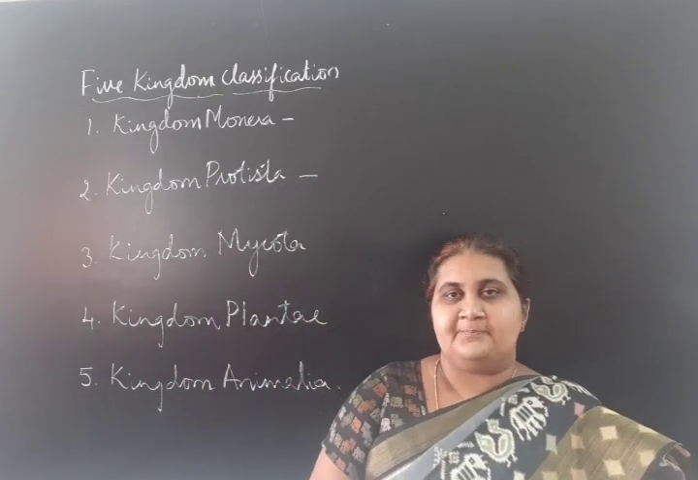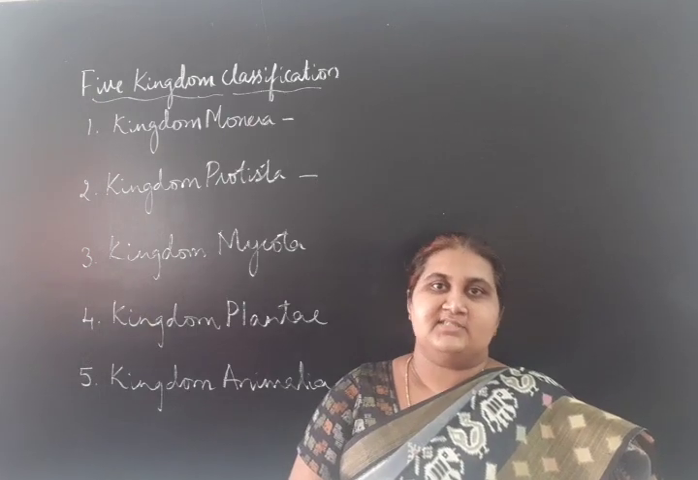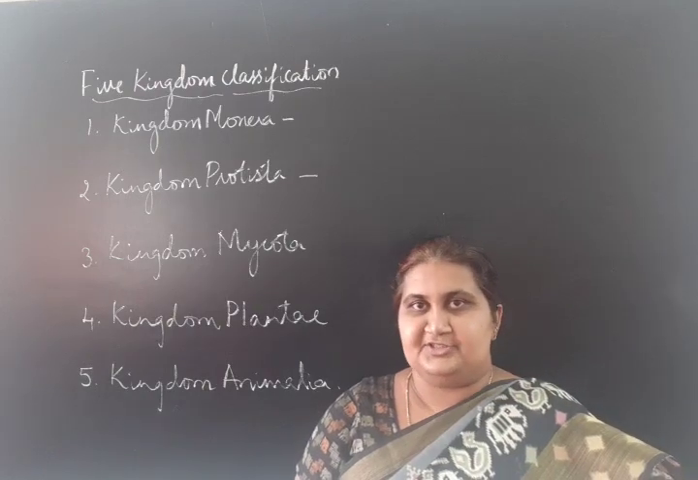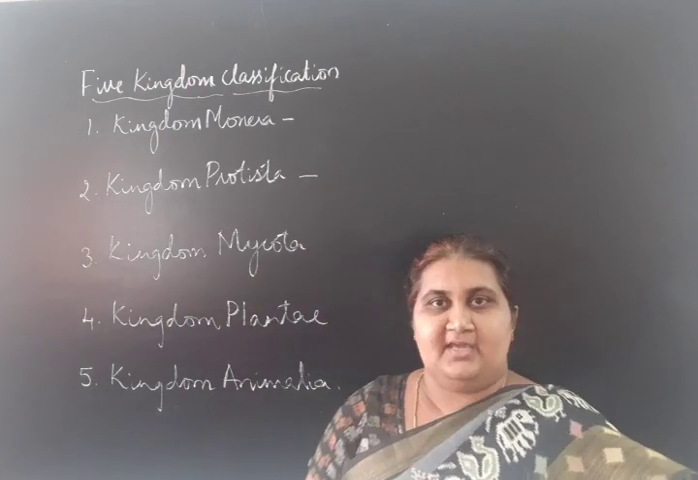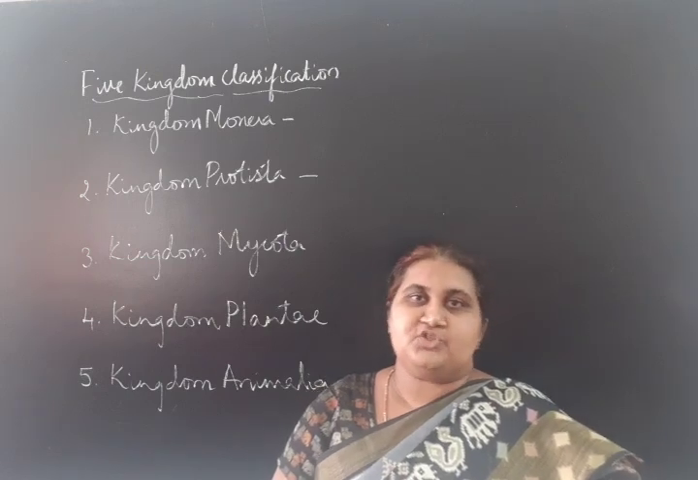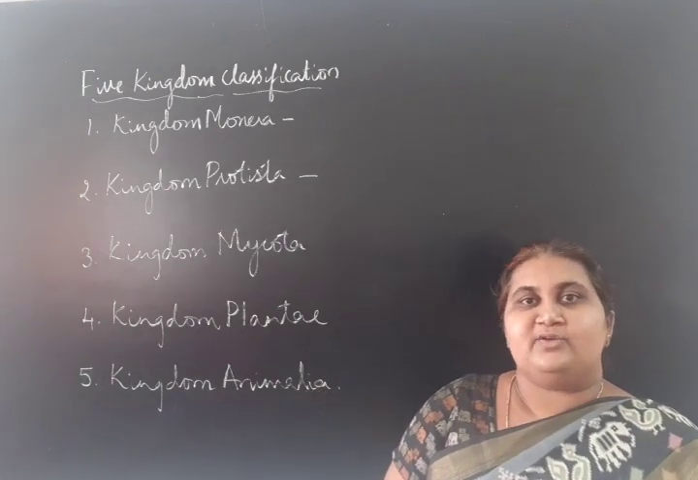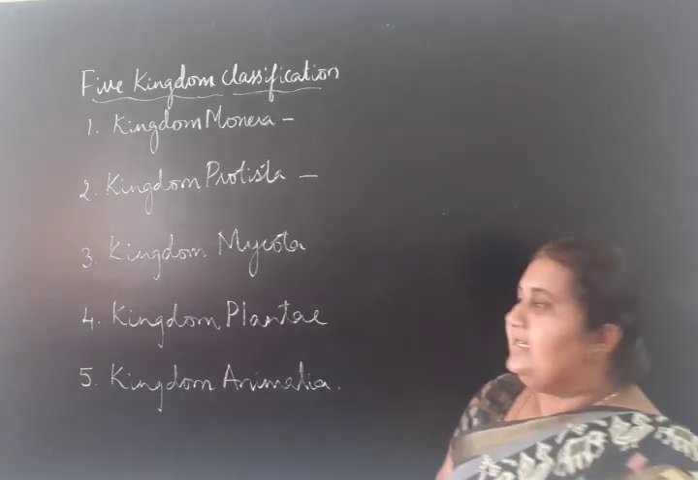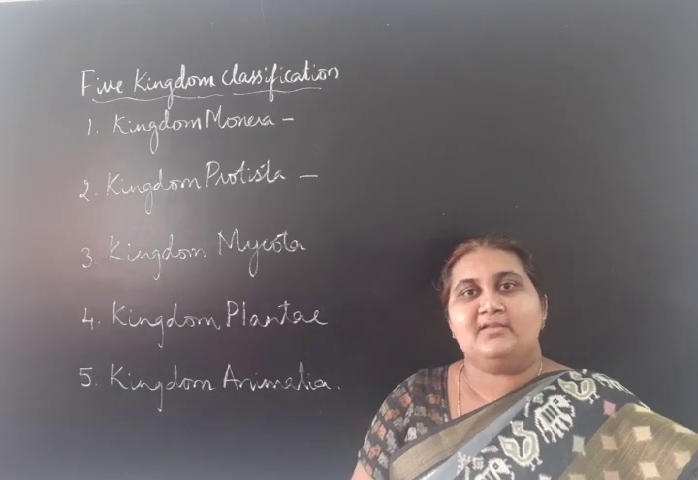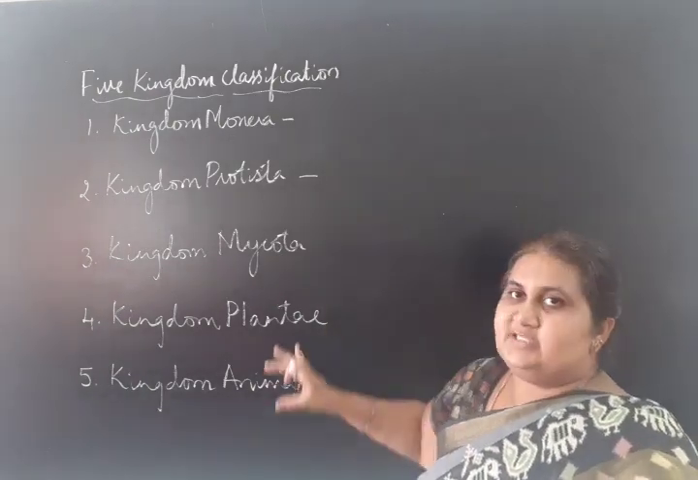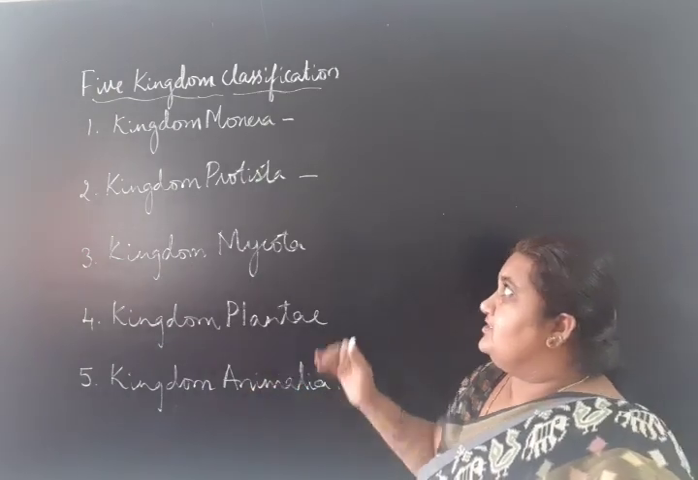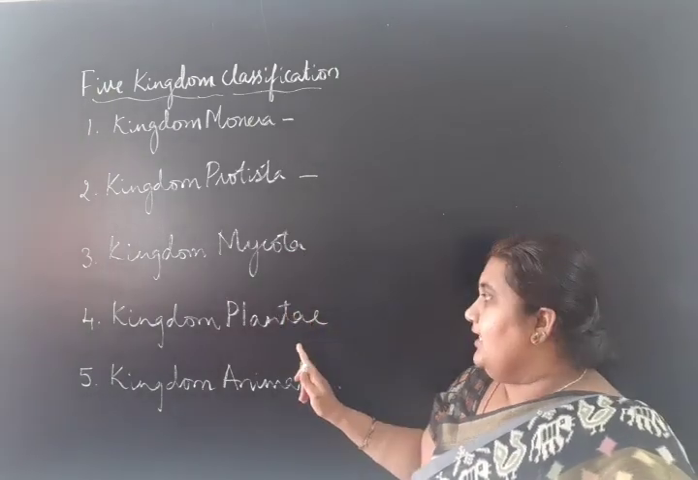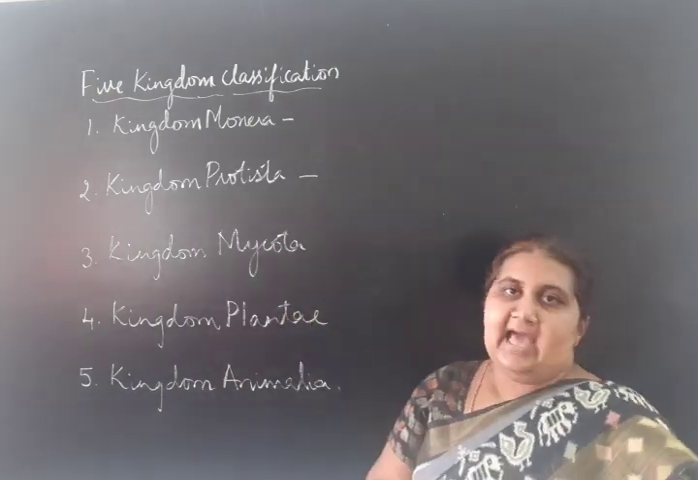Good morning, students. In the last class, you have studied about the different systems of classification. The five kingdom classification, which was proposed by R.H. Whittaker, is the widely accepted system of classification. Yes, and he could categorize all the living organisms into their respective five kingdoms. That is kingdom Monera, kingdom Protista, kingdom Mycota, kingdom Plantae and Animalia.